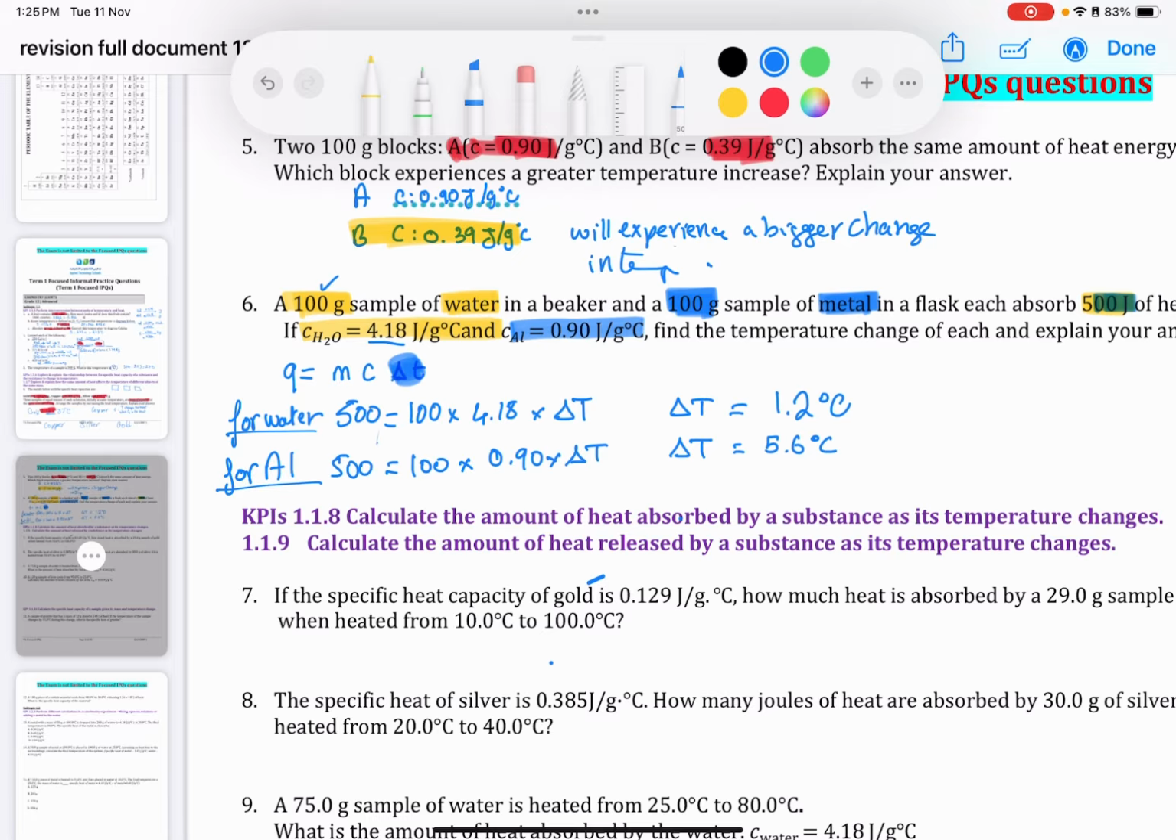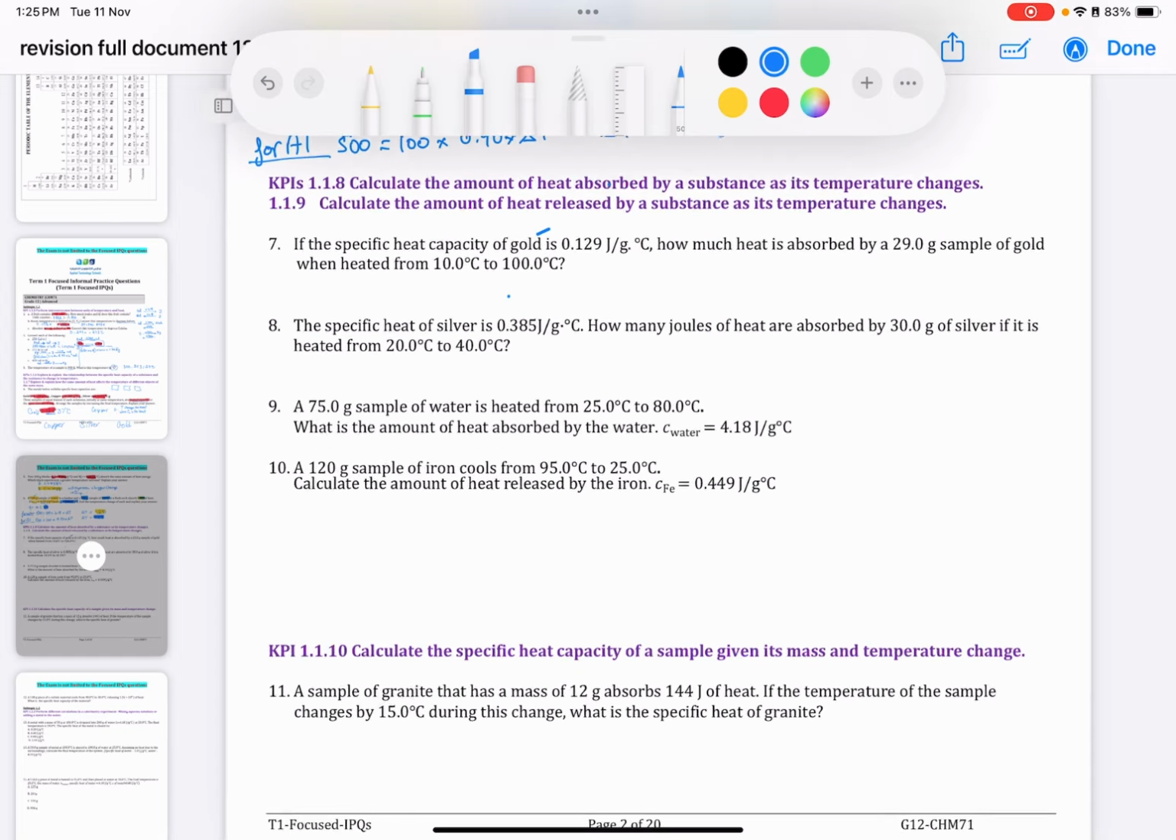The water has a higher specific heat capacity. It didn't change a lot. Whereas the metal that has a lower specific heat capacity, it changed more. So yes, the biggest change in temperature goes to the metal aluminum.